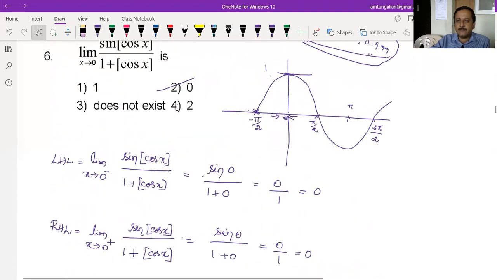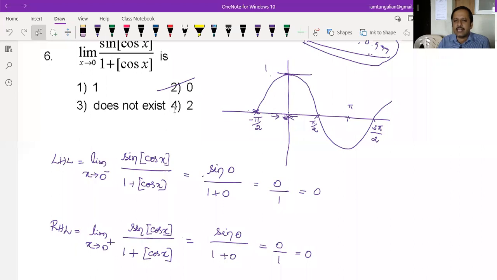Okay, let me explain again. For left hand limit, x is approaching 0 from left side. x is very close to 0 but less than 0. When x is very close to 0 but less than 0, cos x value is very close to 1 but less than 1. At 0, cos x becomes 1. Just before 0, cos x will be slightly less than 1. Cos x is slightly less than 1 means step of cos x will be equal to 0. Okay, so we get sin 0 by 1 plus 0. Hence, left hand limit is equal to 0.